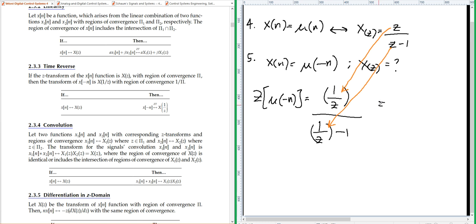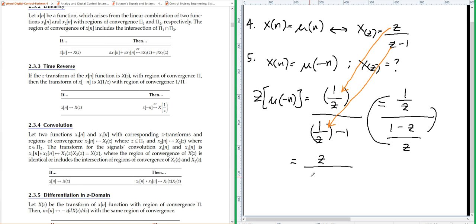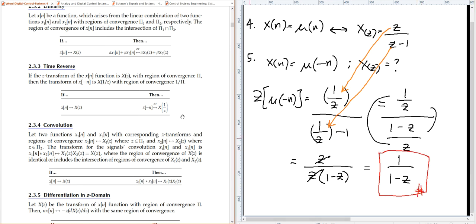Let's simplify. This will become 1 over z. The denominator will become 1 minus z over z. So cross multiply, it becomes z over z times 1 minus z. Common, so 1 over 1 minus z. So this is our final answer. That's all, very simple.